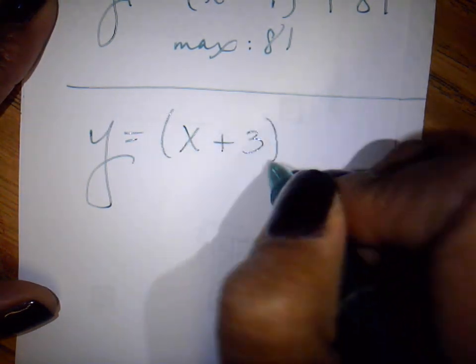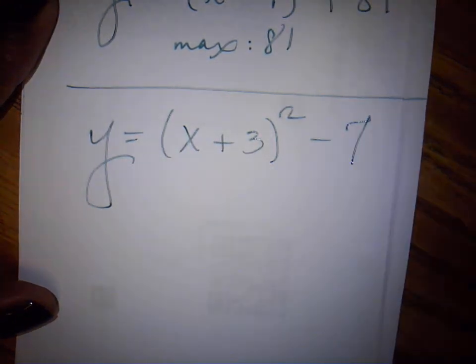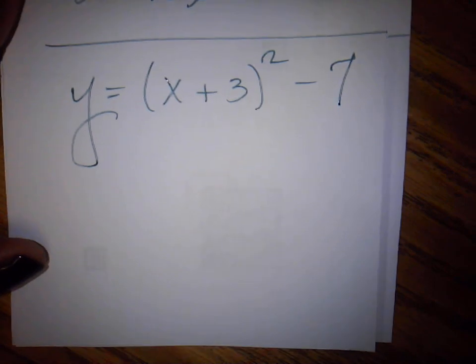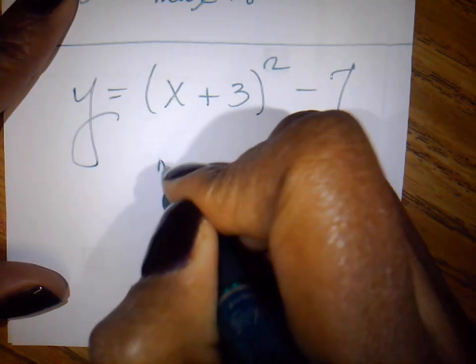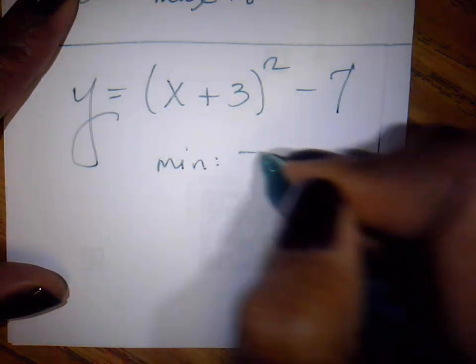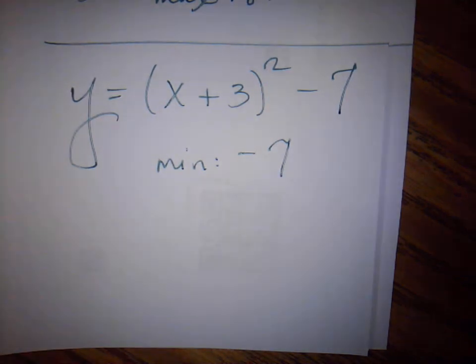If I gave you this one, y equals x plus 3 squared minus 7. What would you tell me? Minimum at negative 7. Bam. How we feeling? Make sense? But that's if they gave it to you in vertex form. Sometimes you might have to put it in vertex form.